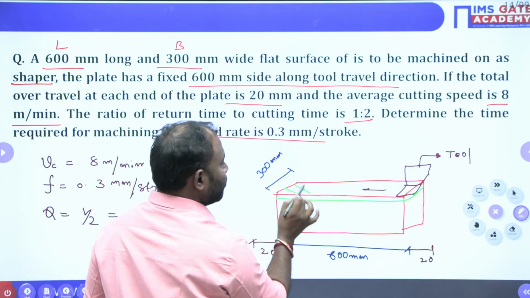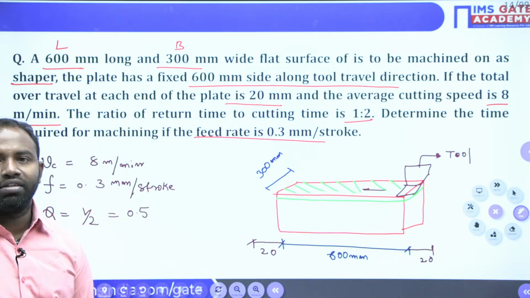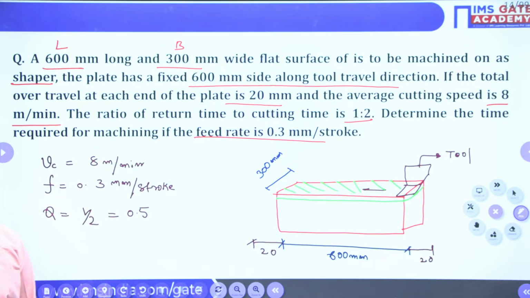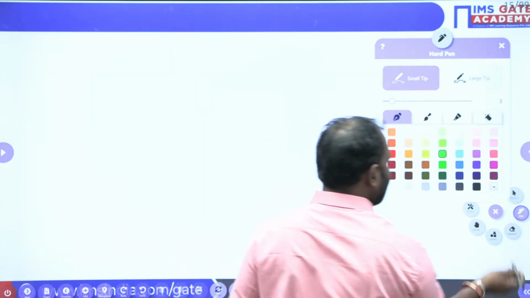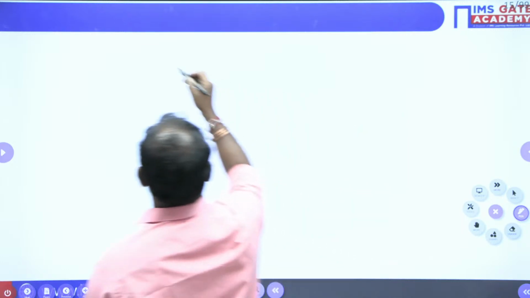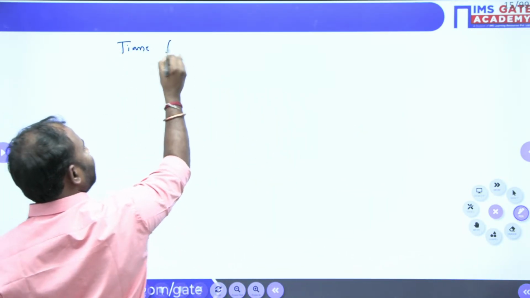Now we have to remove this surface. For that, we have to calculate how much time we require. Clear, everybody? Okay, right. Now let us go for the time for shaping.